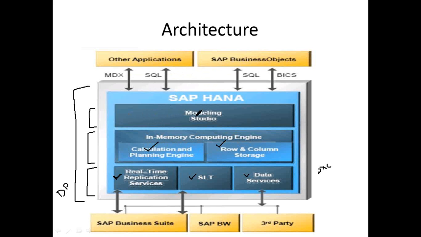At the top of the layer you have the modeling studio. Now you're going to use the row and the column storage, the columns and rows and tables that are here, in the modeling studio. Once you define a view, the objects that you have in the modeling studio are called the views. And these views can be the ones that are exposed to the reporting layer.